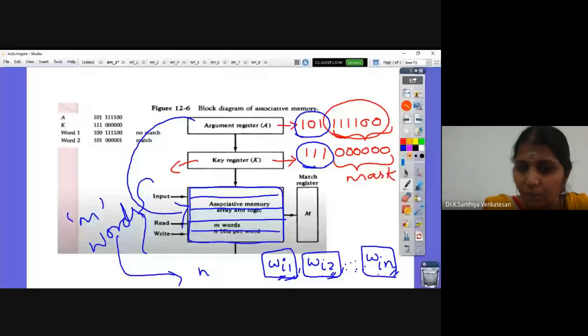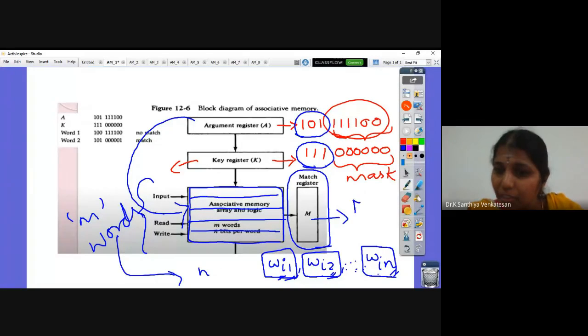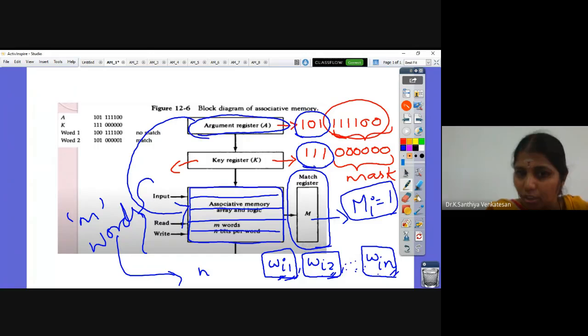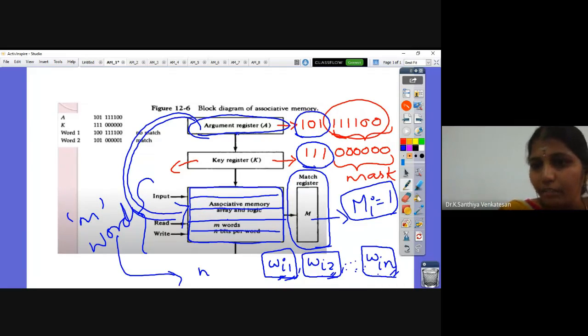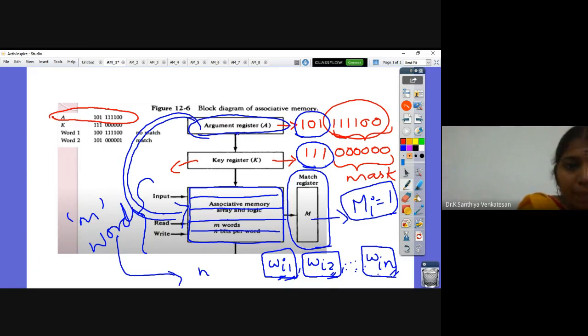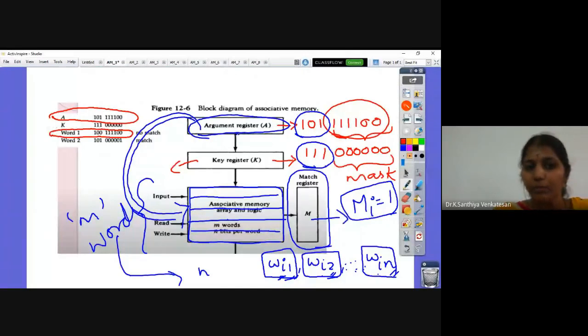Right. And coming to the match register, as Reshma mentioned, your match register Mi will be set to 1 only if all the bits of your argument register match with the word in the associative memory. If everything exactly matches, I'll highlight it for you. This is the word which I'm searching for in the argument register, and this is the word which I have in my associative memory.